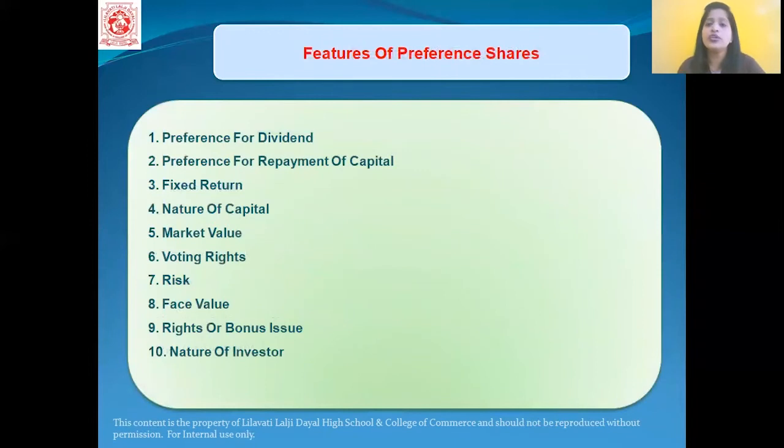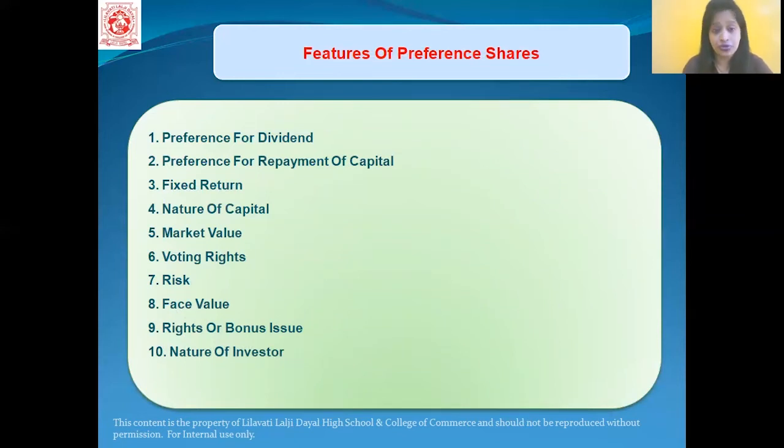Let us now move on to the features of preference shares, students. Now, what are the features? First one is preference for dividend. As in the last slide you already saw, preference shareholders have a preference over receiving dividend. They receive a fixed rate of dividend. First, preference shareholders are paid before paying anyone else. Second one is preference for repayment of capital. So students, preference shareholders have a preference over the equity shareholders in repayment of capital.